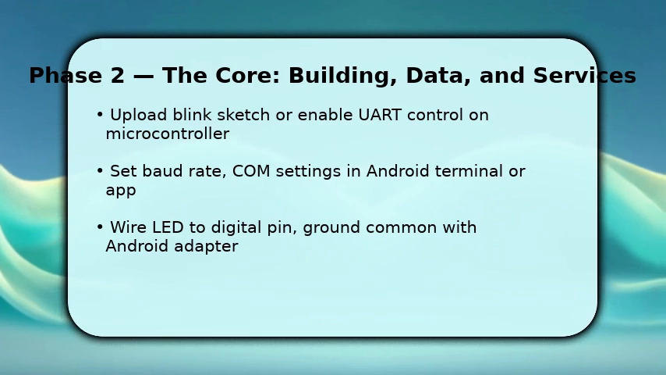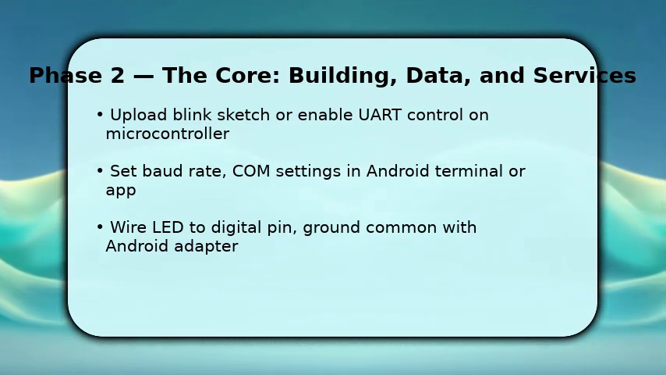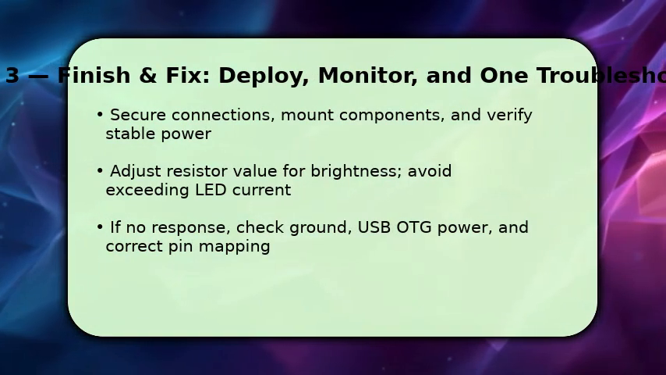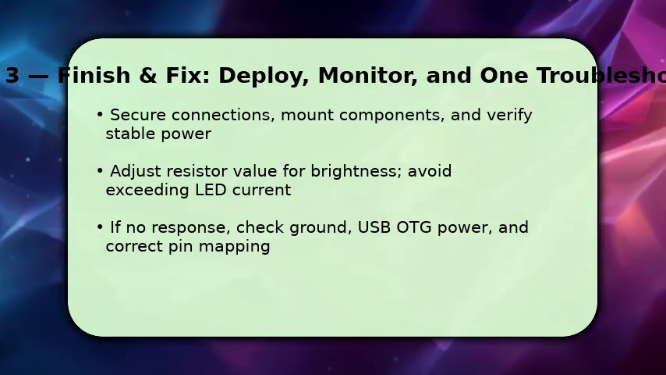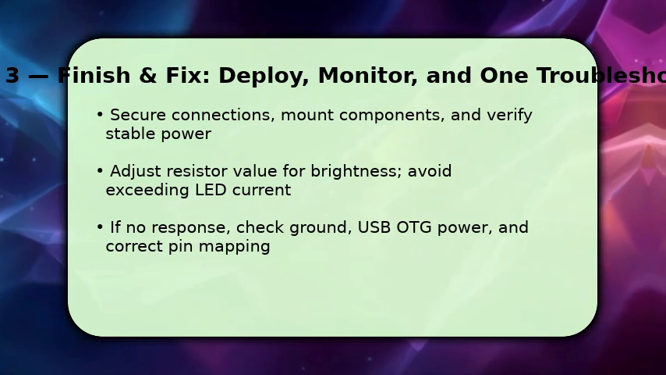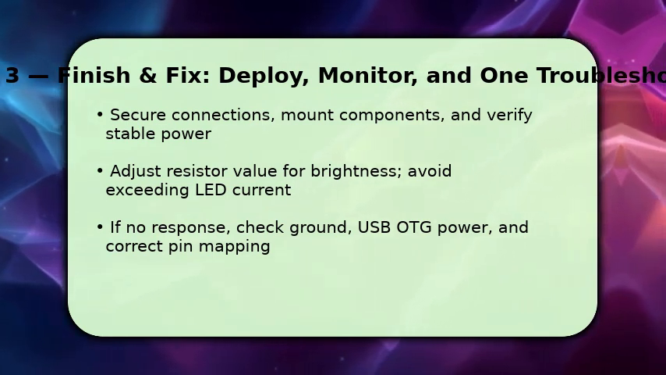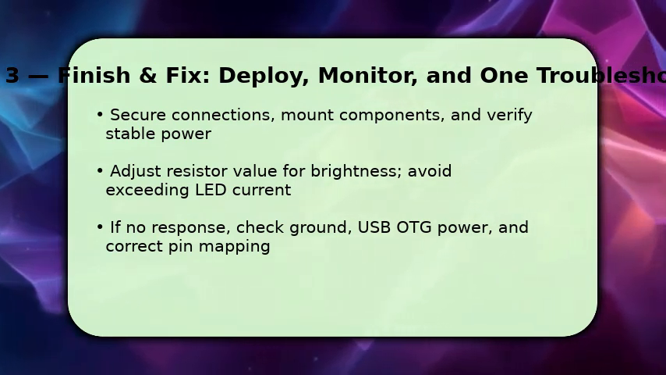Finish by securing the circuit, mounting the LED safely, and ensuring the power source is stable. If you use USB power, confirm the Android supplies enough current. Once stable, tweak resistor value to adjust brightness while keeping current safe. Do not exceed the LED's rating.